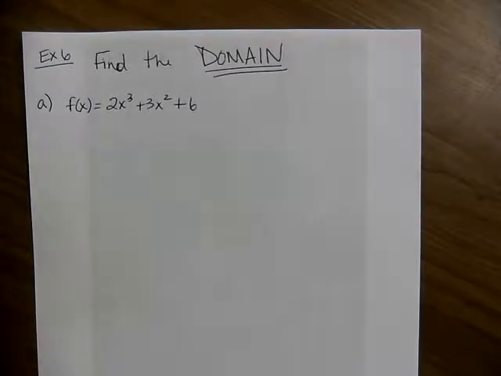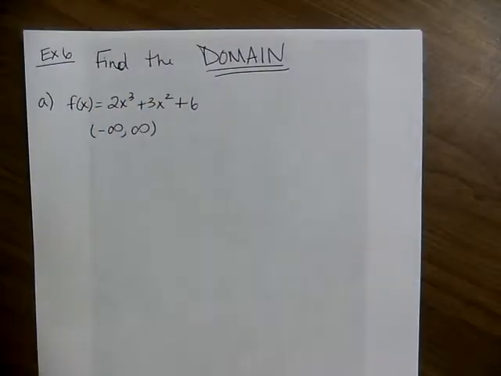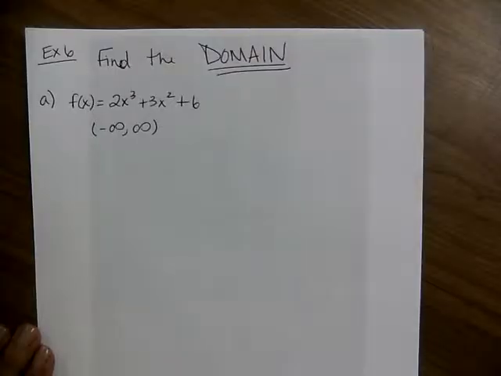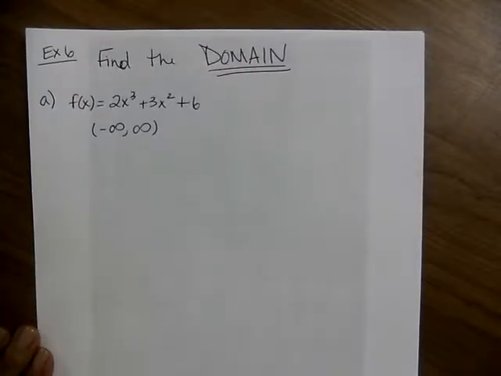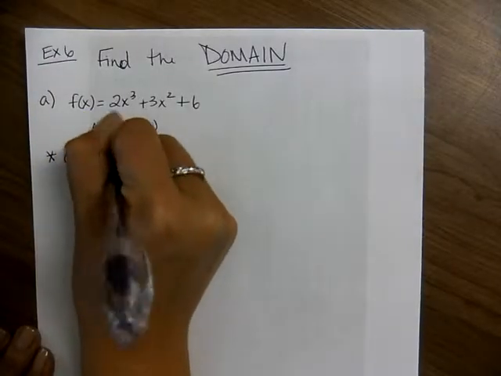This is a polynomial, right? Is there a restriction? No, no. It's all real numbers. This is a gift. Every time you get a polynomial, it's like a gift. You don't really have to think about it. It's just negative infinity to infinity, both with parentheses. Remember, anytime you write infinity or negative infinity, they get parentheses, okay? All polynomials.